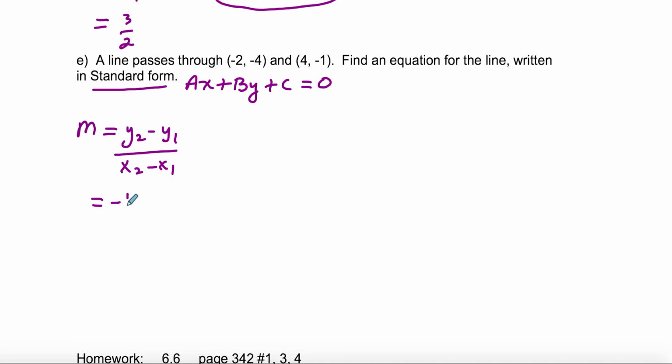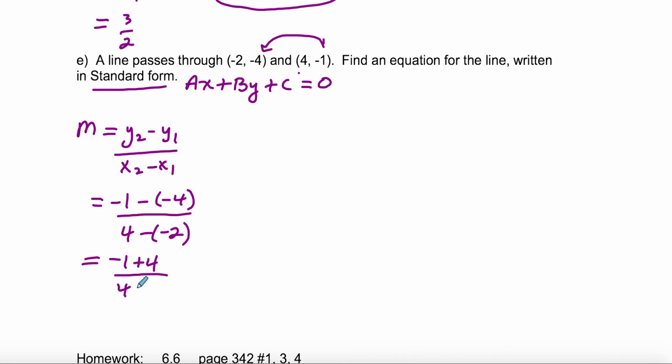So we have -1 minus -4. So I'm doing the y2 minus the y1. And then the x2 minus the x1 would be 4 minus -2. So if you didn't want to write all that out, you could have just written that as -1 plus 4 divided by 4 plus 2. It looks so much easier instead of 2 negatives side by side.